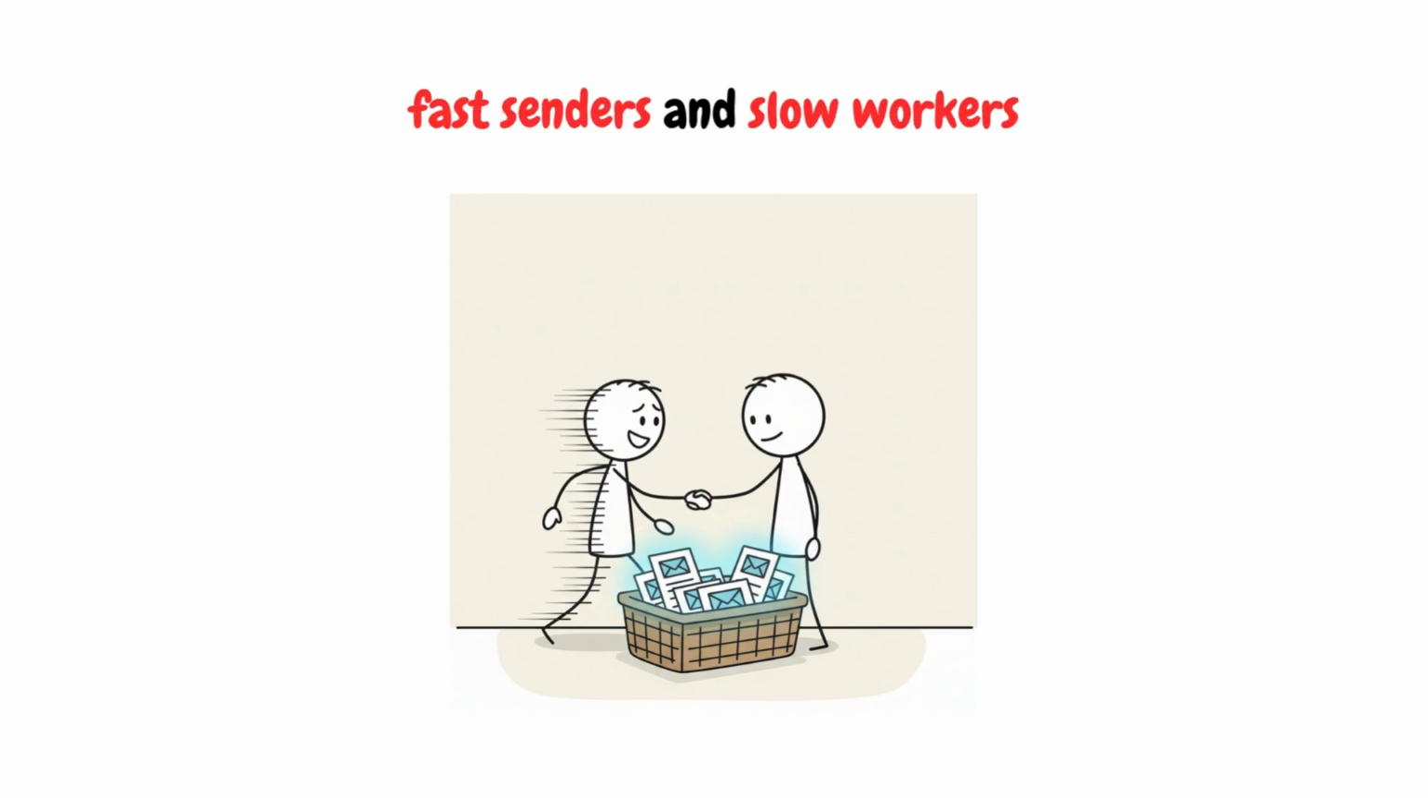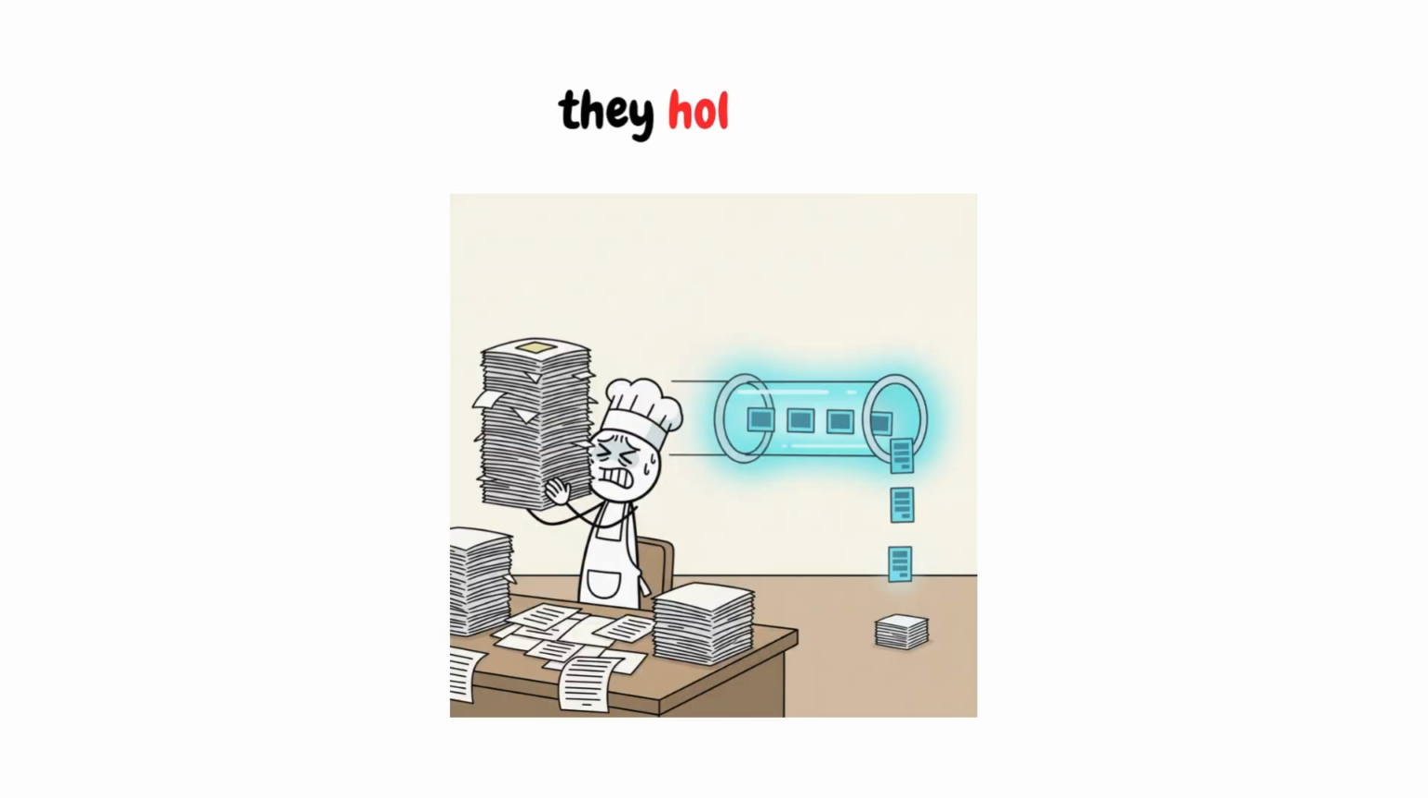So in short, message queues let fast senders and slow workers stay friends. They hold tasks, release them gently, and keep systems from panicking like me during tax season.